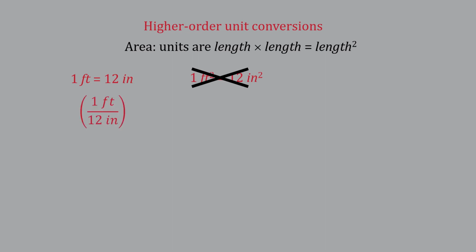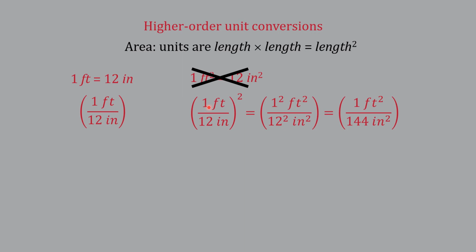You can construct the conversion factor quite easily from the one that you do know, the fact that 1 foot is 12 inches. How do you do that? Simply raise the conversion factor to the appropriate power. So now I've got 1 foot over 12 inches, the whole thing squared. And then the square is applied to everything, the numbers and the units in that expression.